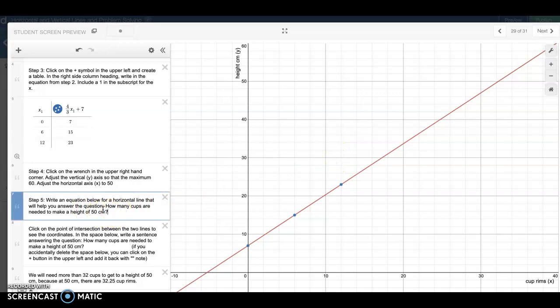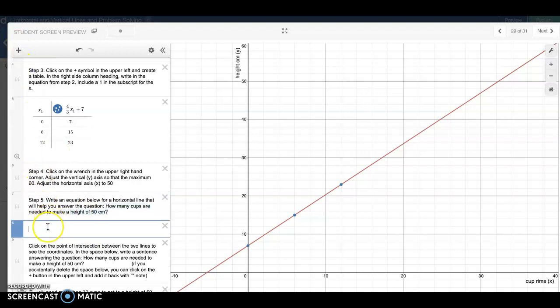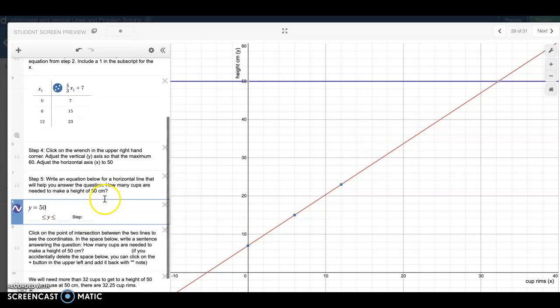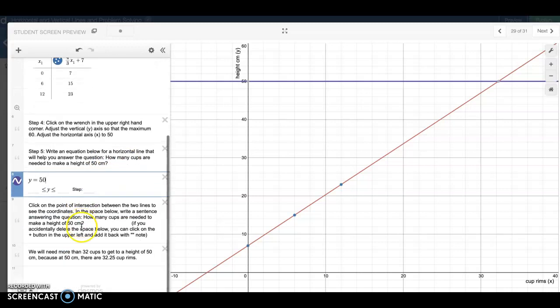So the next thing says write an equation for a horizontal line that will help you answer the question, how many cups are needed to make a height of 50 centimeters? I can add an expression here, and I want the horizontal line y equals 50. You can see that this horizontal line tells me when the height is 50 centimeters. And this is nice because it intersects with the line that I created for this problem with the height based on the number of cup rims. The last step is click on the point of intersection between the two lines to see the coordinates in the space below.